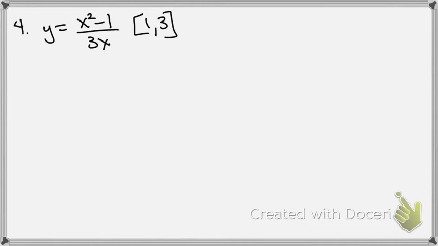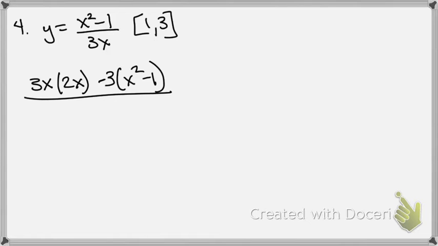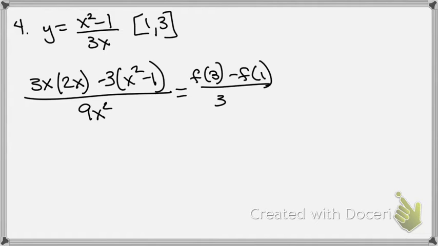So actual derivative, quotient rule, low, d high, minus high, d low. Draw the line and square below. 3x times another 3x would be a 9x squared. Okay, that's my actual derivative. Has to equal the estimated derivative, f of 3 minus f of 1 all over 3 minus 1. I'm going to just change this to f of x because I like that notation better.